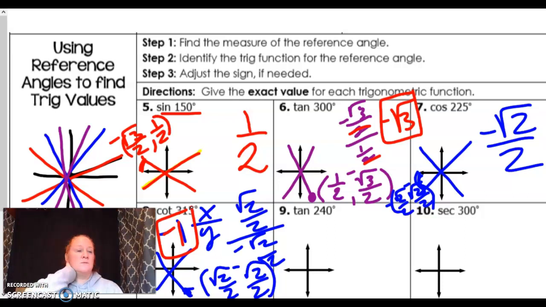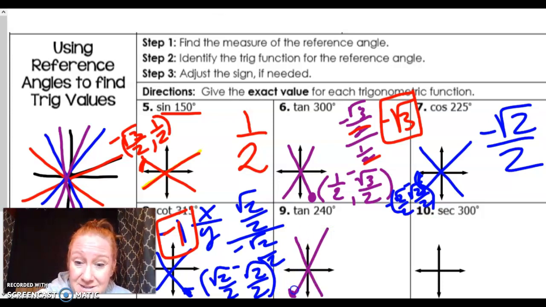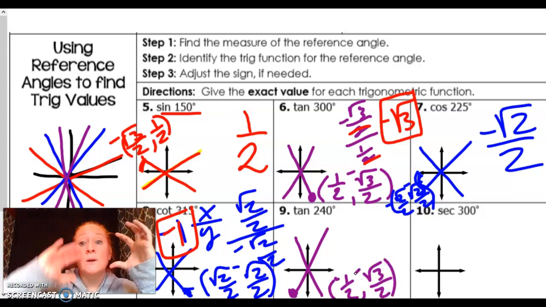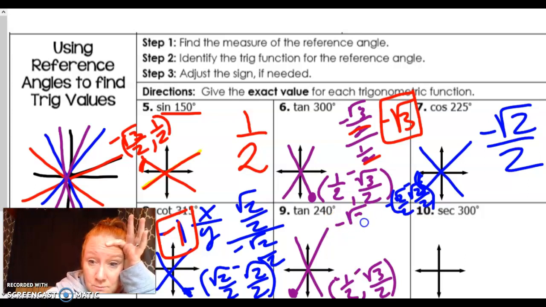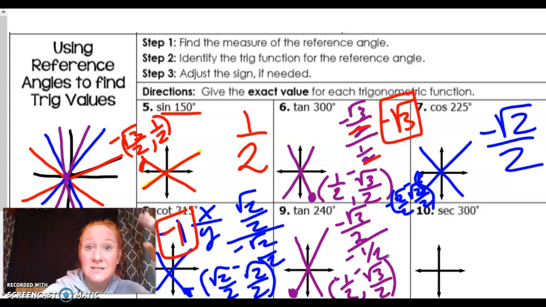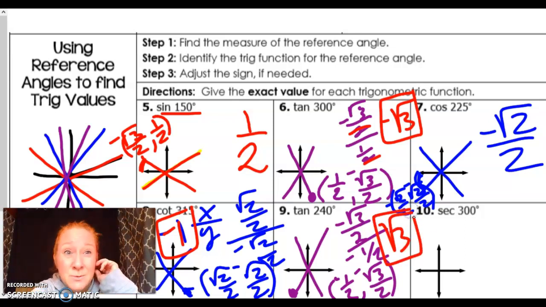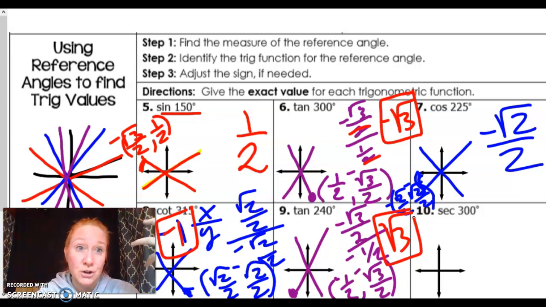240 is 60 away. That's a 60, so that's down here, and the ordered pair of that is 1/2, square root 3 over 2, negative, negative. Tangent is y over x, so negative square root 3 over 2 over negative 1/2. My solution is positive, because the tangent will be positive down there, root 3. All right, last one for this video. Next video, we will do them in radians. Same process, just called something different.